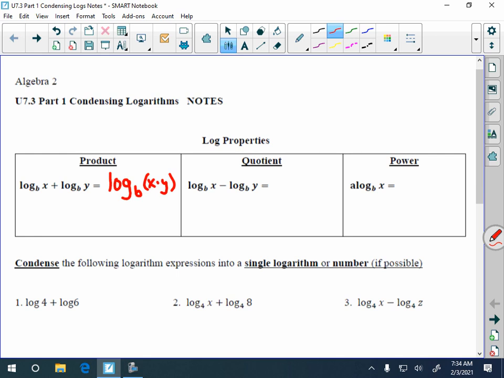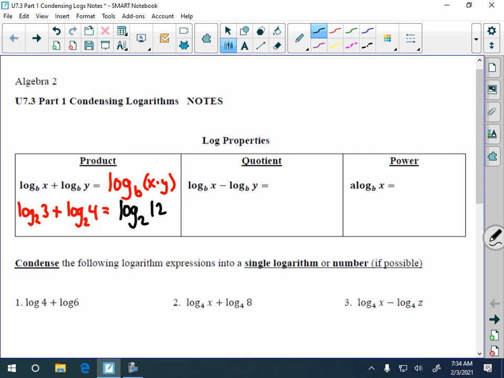All right, so for example, if we have log base 2 of 3 plus log base 2 of 4, that's going to equal log base 2 of 3 times 4, which would be log base 2 of 12. Right? So if we're adding two logs, then we want to think of multiplication. So addition is going to condense into multiplication.